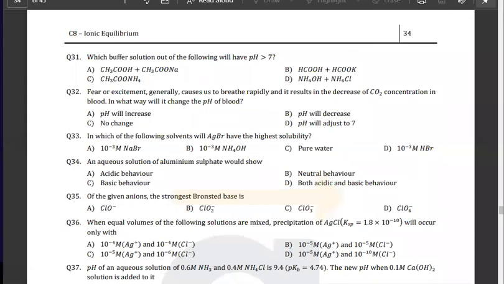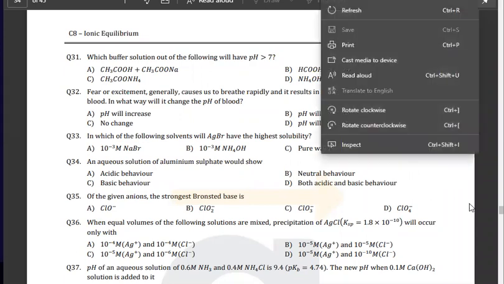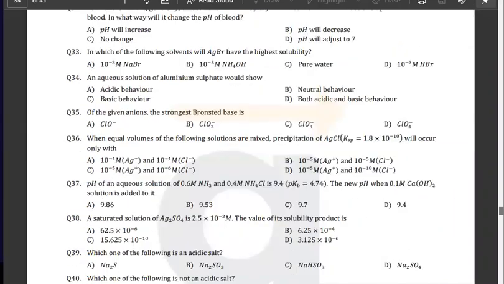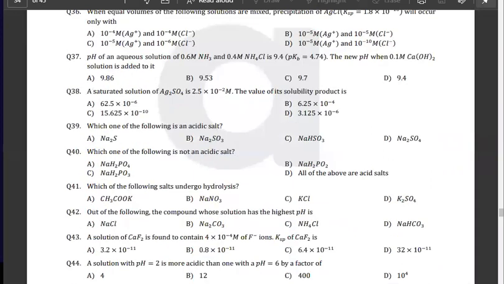37. So see question number 37, everyone. The pH of an aqueous solution of, so just see what is given: a weak acid and a salt of the weak acid, and pH is given, pKb is given, and the new pH when 0.0 mole is added. Now, this is a question of buffer. So we know that pOH is equal to pKb plus log salt by acid, which is salt 0.4 by 0.0, by base, sorry, 0.6.